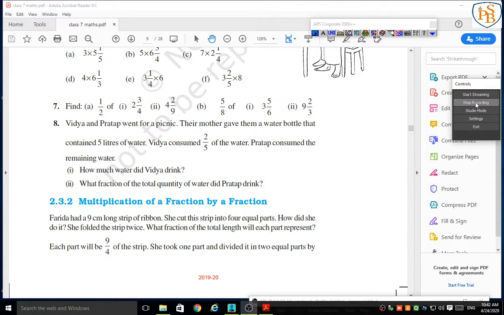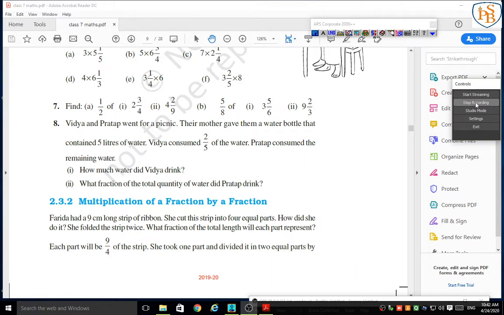Hello 7th standard student. In the last two videos we have already studied fractions: how we can do the addition of fractions and subtraction of fractions, and also the multiplication of a fraction. In this video now we are going to study multiplication of a fraction by a fraction.